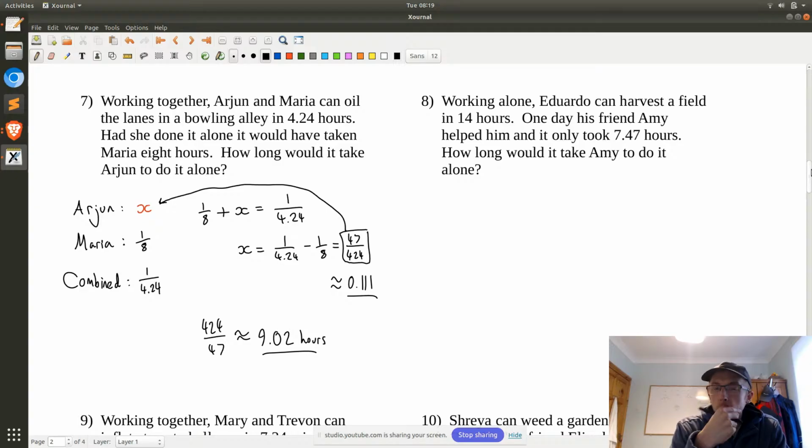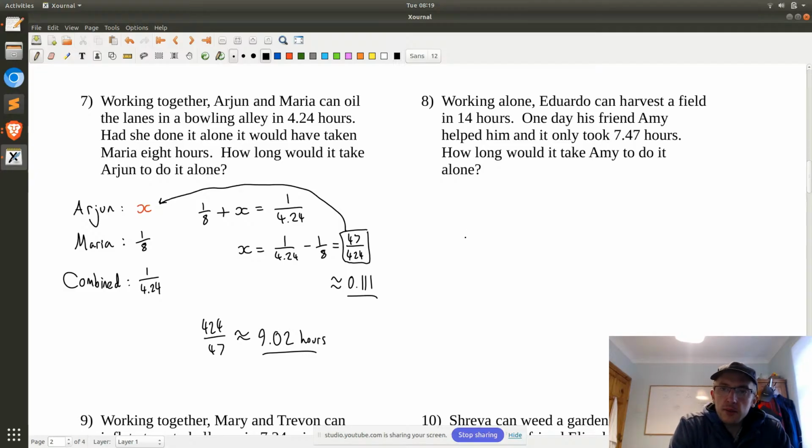Problem 8. Working alone. Eduardo. I've always heard that in TV shows for someone called Edward and then they nickname him Eduardo. But it might be a real name and I just haven't encountered it yet.